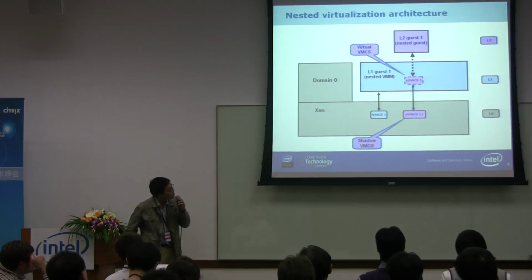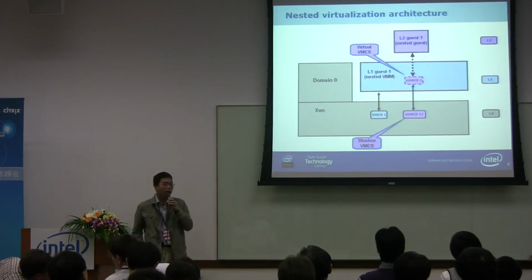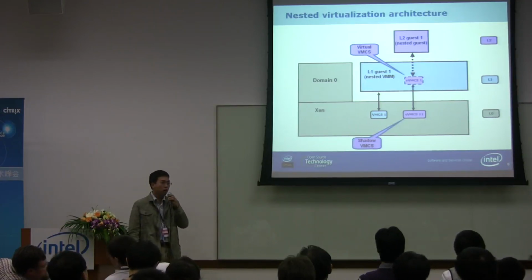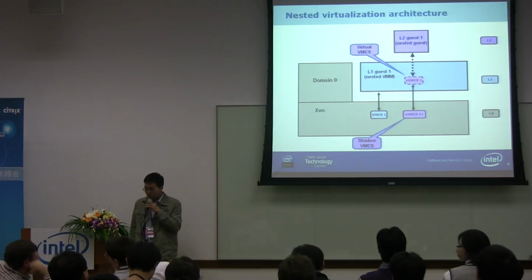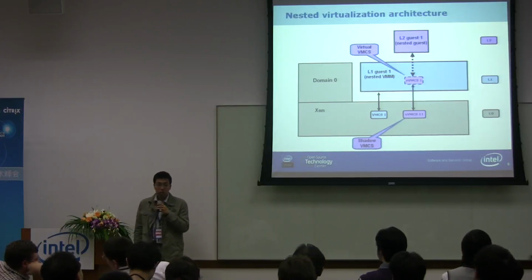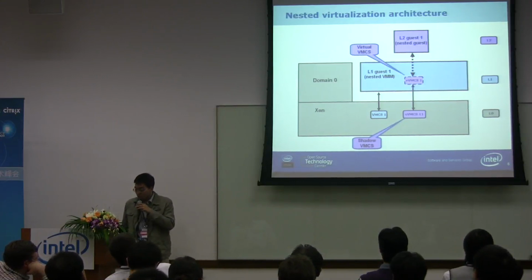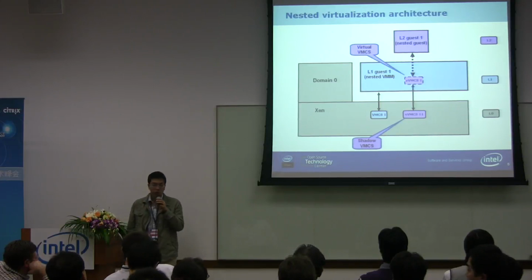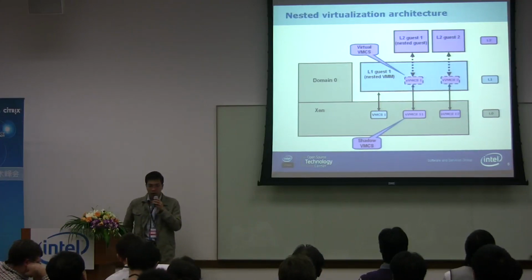This shadow VMCS is not a duplicate of the virtual VMCS, but has some translations and corresponds to the virtual VMCS. The shadow VMCS is actually the VMCS that is finally loaded to the real hardware VMCS. So this shows a typical situation of only one level 2 guest. If there is more than one level 2 guest, it's similar. It's just the same way.